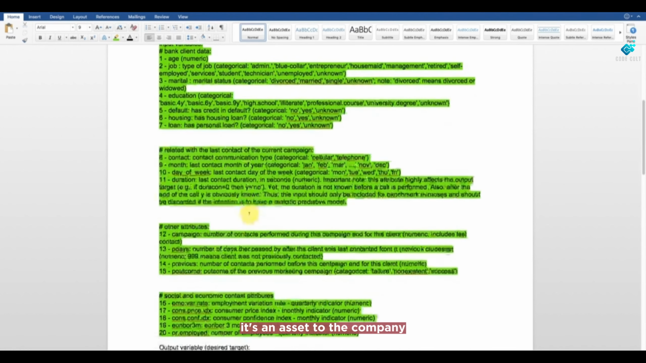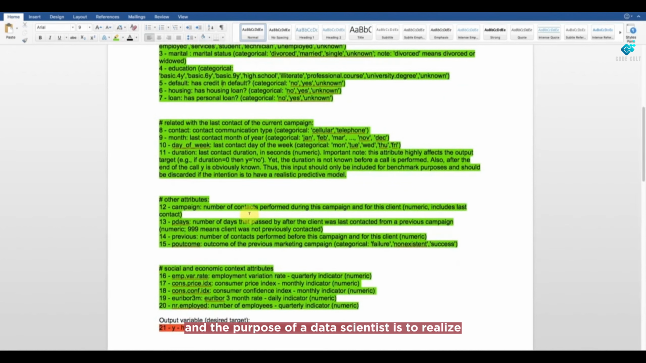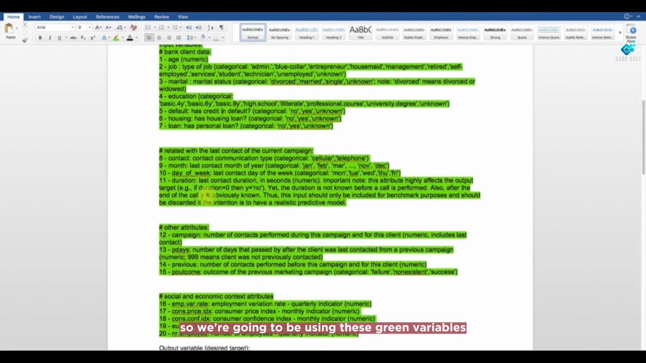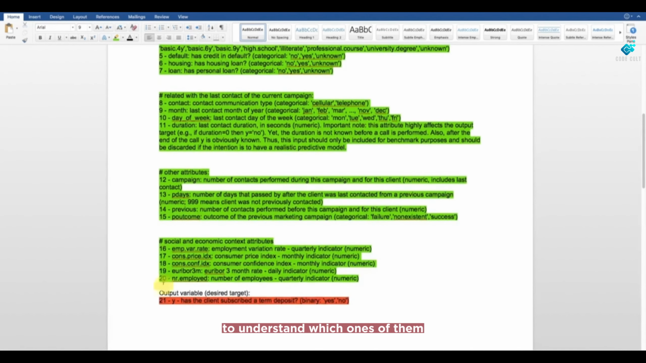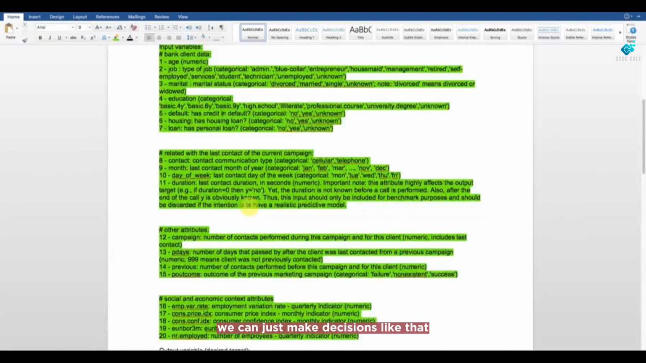It's an asset to the company, and the purpose of a data scientist is to realize how to use that asset, how to use that information, turn it into insights to drive decisions in the future, to drive better, smarter, wiser decisions that will save money, save costs, and improve efficiency. And that's exactly what we're going to be doing. So we're going to be using these green variables to understand which ones of them are correlated with this red variable. So in the future, we can just make decisions like that.